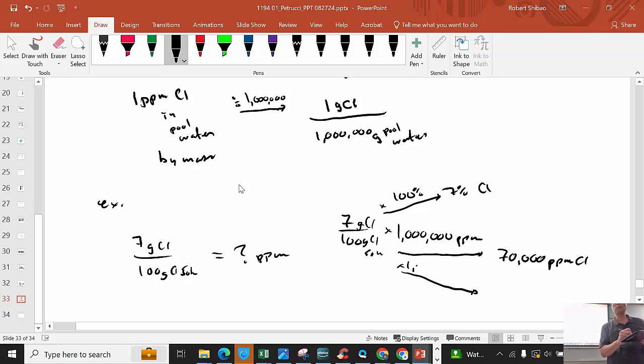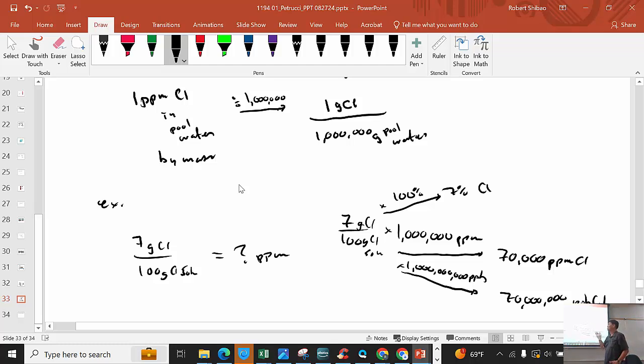So we just multiply it by 1 billion ppb for parts per billion, and I would get 70 million parts per billion chlorine. Well, this is kind of a hassle. 70,000 ppm, 70 million parts per billion. That's too big. It's much more convenient to express it in terms of percentage.